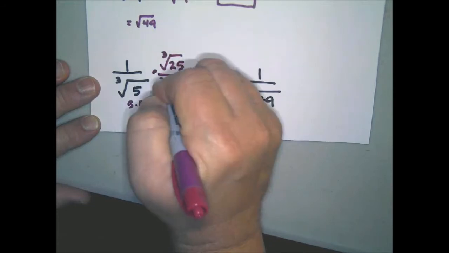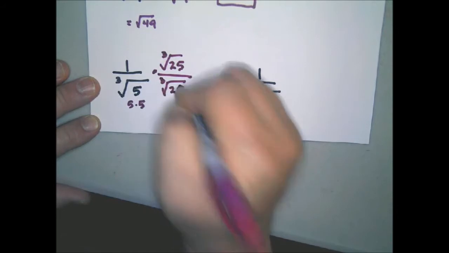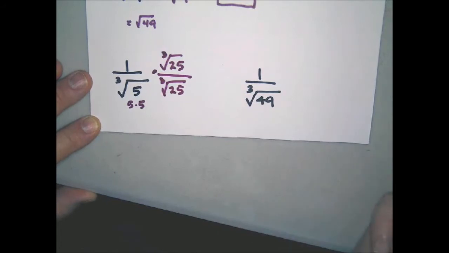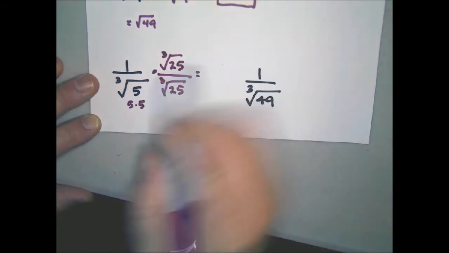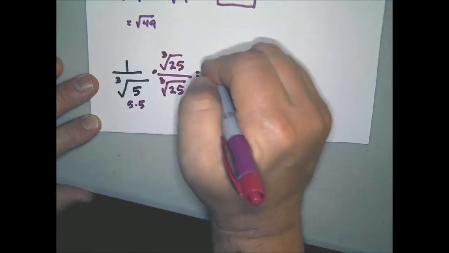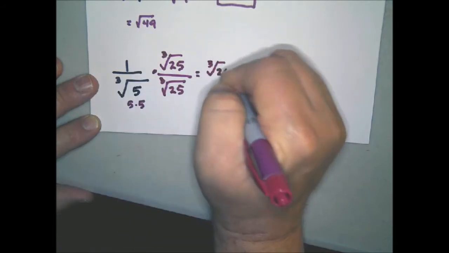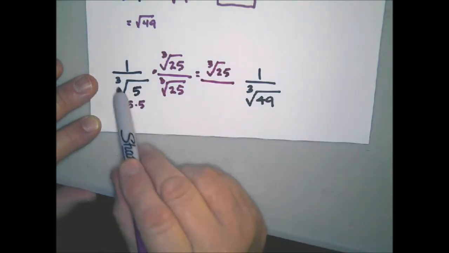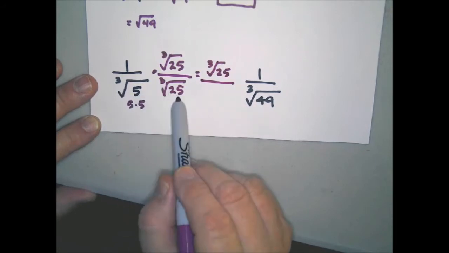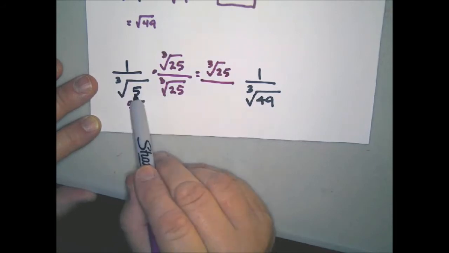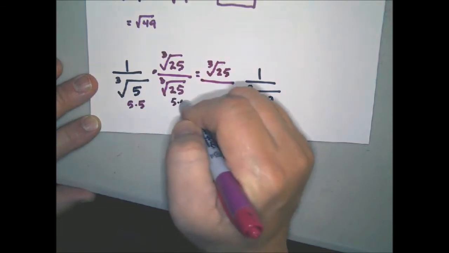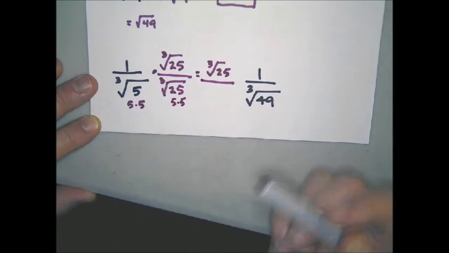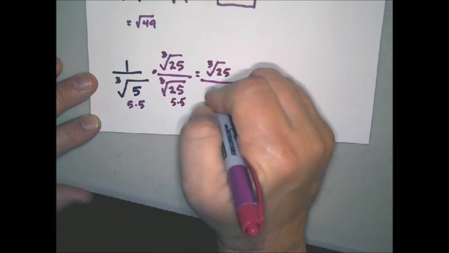And where did I get that 25 from? I got it from the 2 additional 5s that I had to introduce to the problem. And the answer is now going to be 1 times the cube root of 25, which is the cube root of 25. And the denominator is the cube root of 5 multiplied by the cube root of 25. Well, there's a single 5. Here are 2 more. So I had the original one and 2 more. That makes 3 of them. And so now I get to bring one of them out.